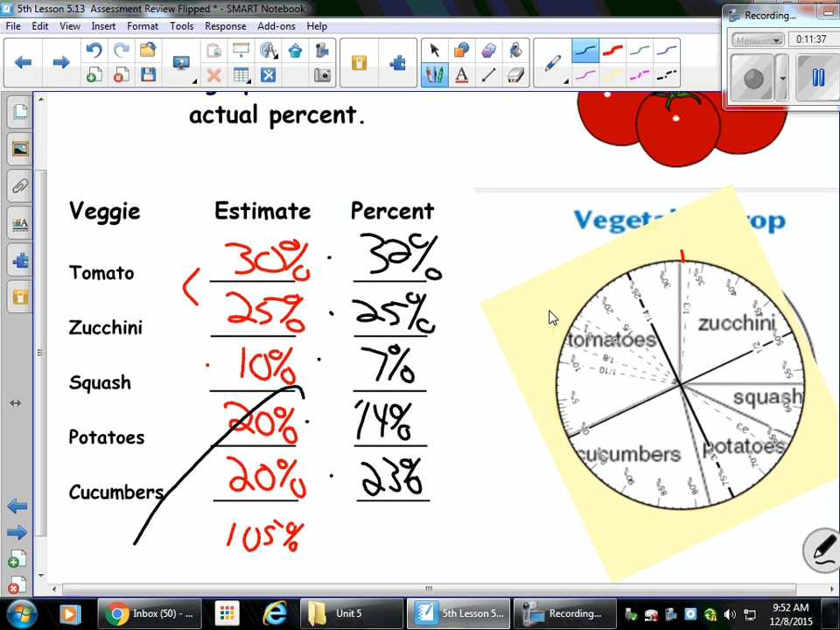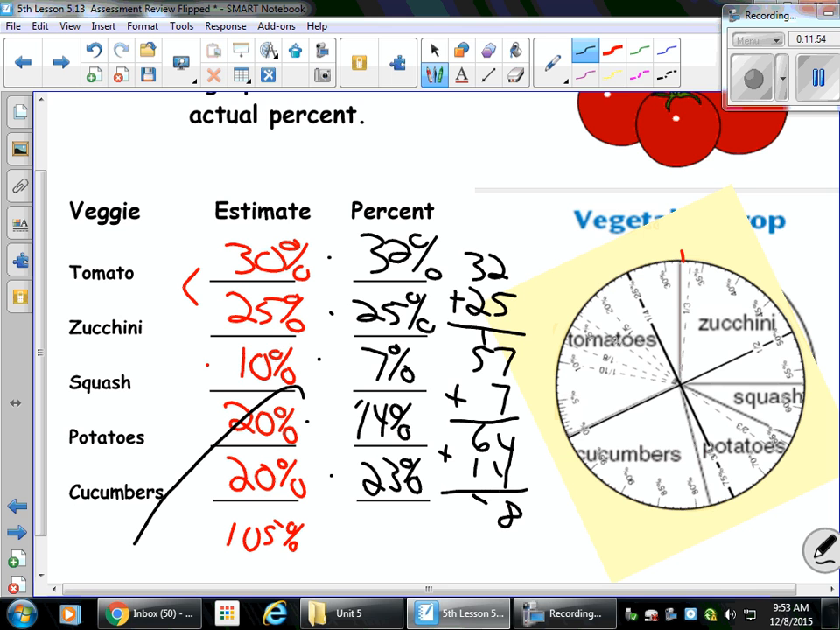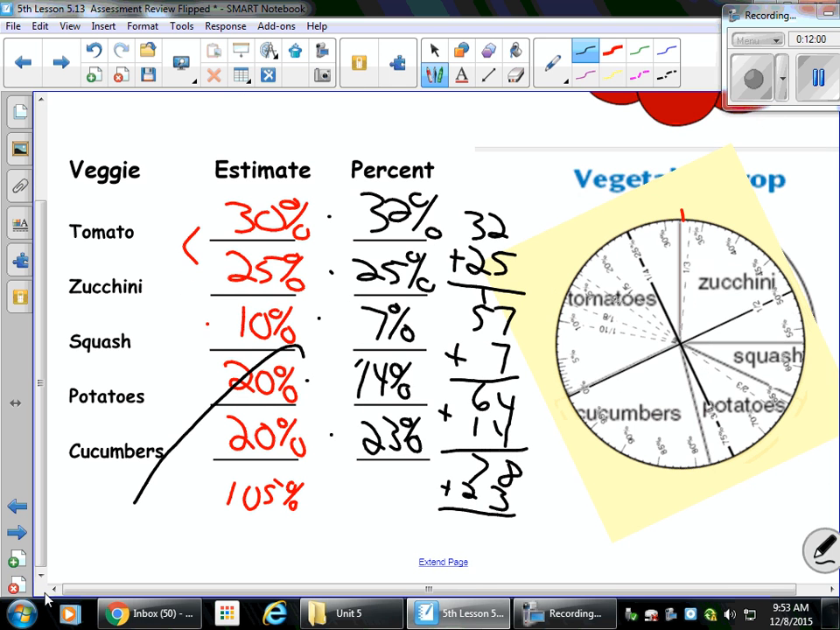You'll have to do this with scratch paper. 32 plus 25 gives me 57. Plus 7 gives me 64. Plus 14 gives me 78. Plus 23 gives me 101. That's a pretty close answer.